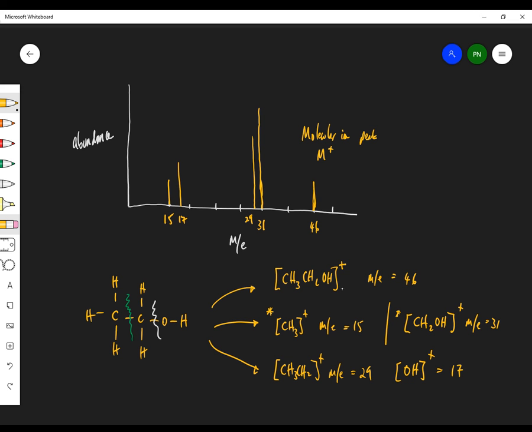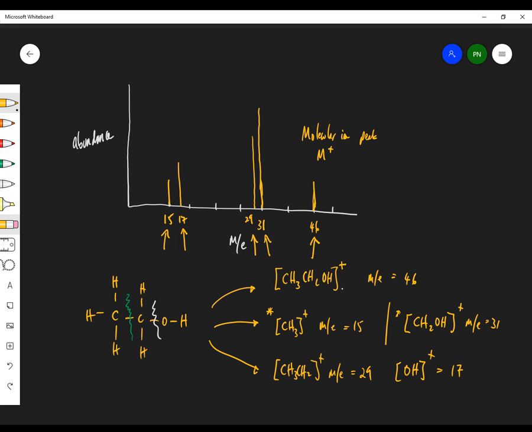So what a professional would do, they'd look at these peaks, and they're very experienced, and they'd say, oh yeah, that's a CH3 peak, that's an OH peak, this is a CH3CH2 peak, this is a CH2OH peak, and this is the molecular ion peak. And they'll figure out what the molecule is. All right, so that's how they do it. That's the basis of mass spectrometry.